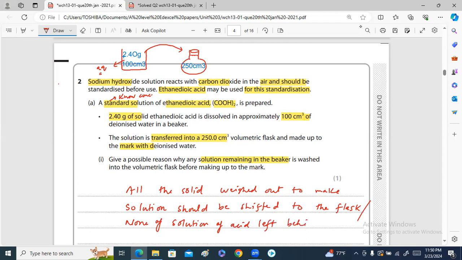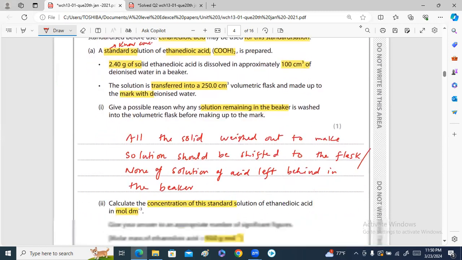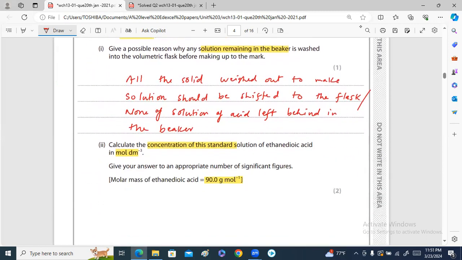Left behind in the beaker. So this is the alternate answer. We should write one of them.